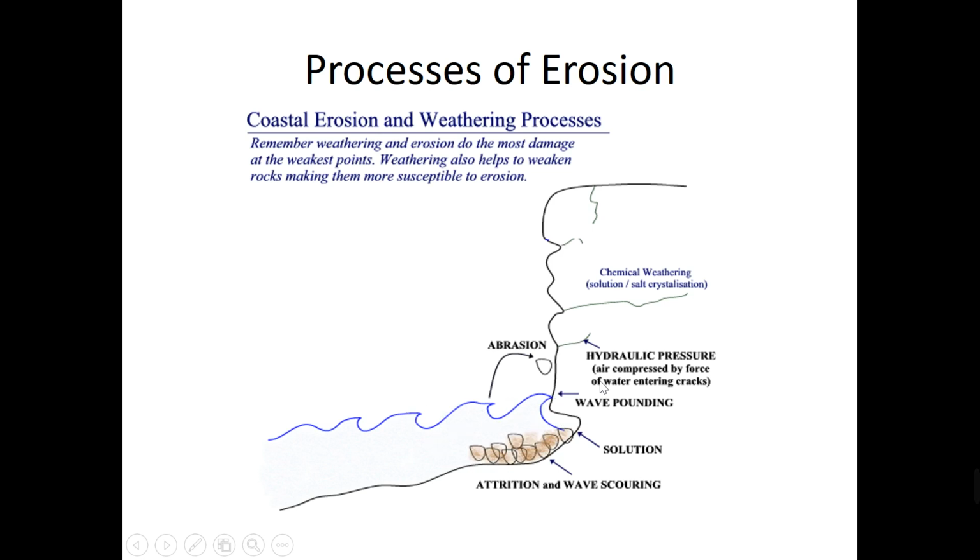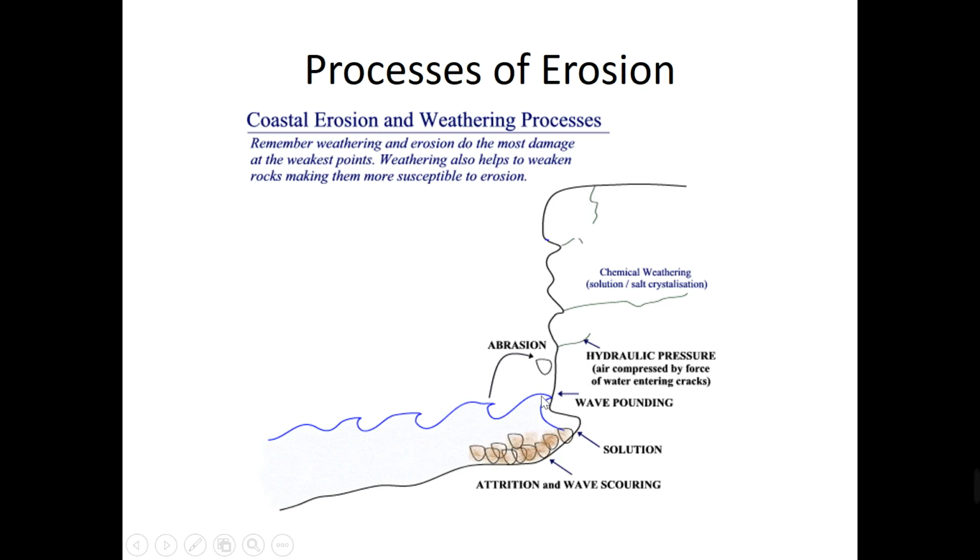When that is flung against the coastline, then that sediment or those pebbles can scrape away and they can weaken the coastline and cause erosion that way. The third one there is air compression. They're calling it hydraulic pressure here. This is probably the most difficult one to understand.